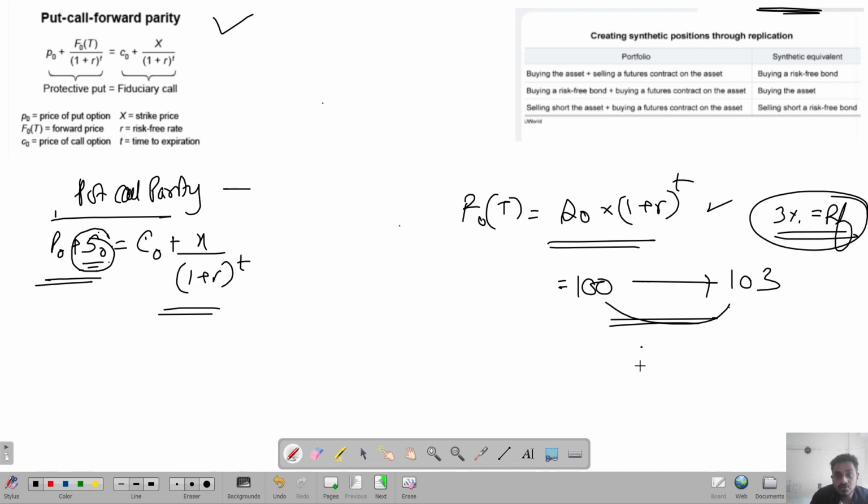It is the same as saying you short the forward. Even if you have the spot and you short the forward contract, you will still have the same payoff.